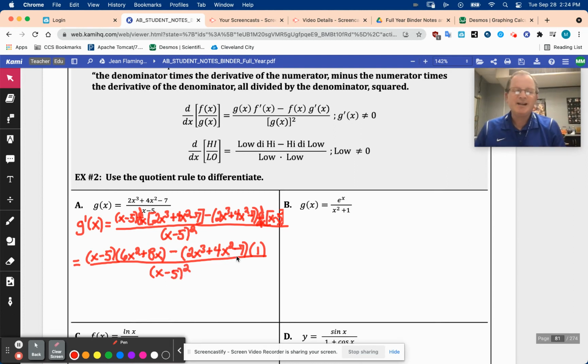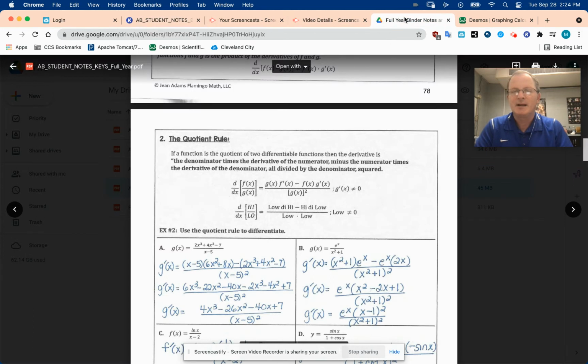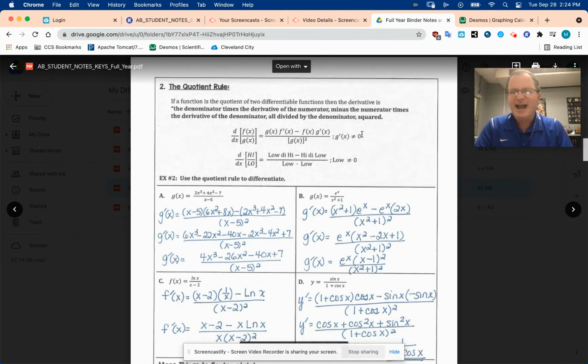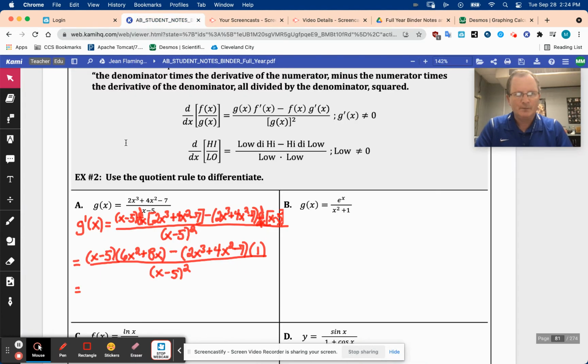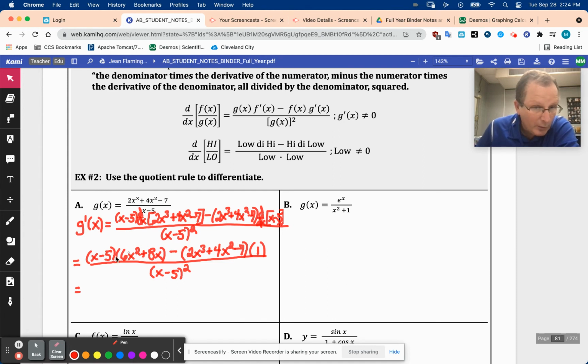Okay. So we need to clean up the numerator a little bit. So let's do that. Let me look and see if Jean actually does that. Yeah, she does. Okay, so we need to do that too. All right, so heading back over here, pen. All right, so I'm going to multiply. I'm going to do FOIL on that right there.